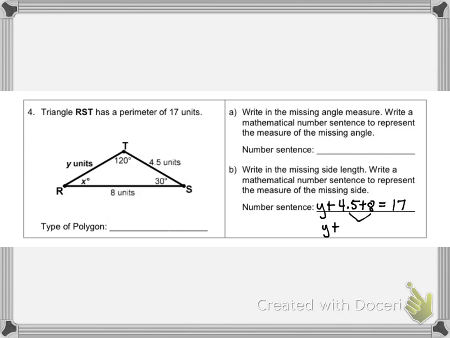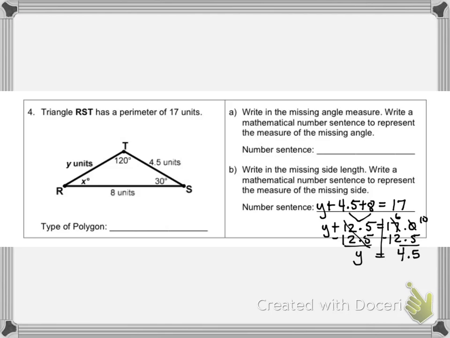8 plus 4.5 is 12.5, so I have 12.5 to give me 17. Draw the wall. The opposite of plus 12.5 is minus 12.5 minus 12.5. To help me out here, I'm going to add a decimal 0. Y is equal to, subtract, this is 10, this is 6, this is 5. Don't forget the decimal. 6 minus 2 is 4, and 1 minus 1 is 0.